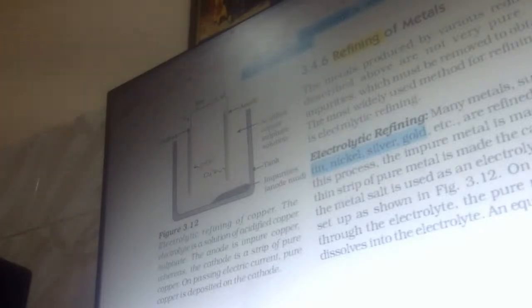We use a solution of the metal salt. The impure metal is made the anode and the pure metal is made the cathode. Passing current through the electrolyte, pure metal from the anode is deposited at the cathode, an equivalent amount of pure metal. Anode mud is there for electrolytic refining, not for the sodium one.